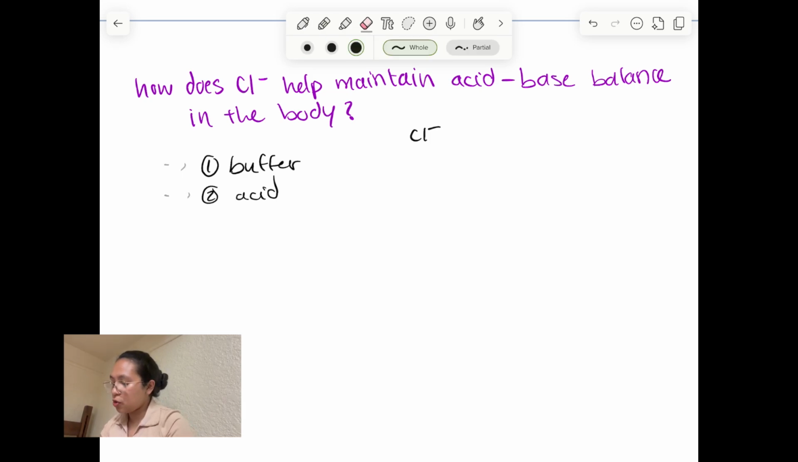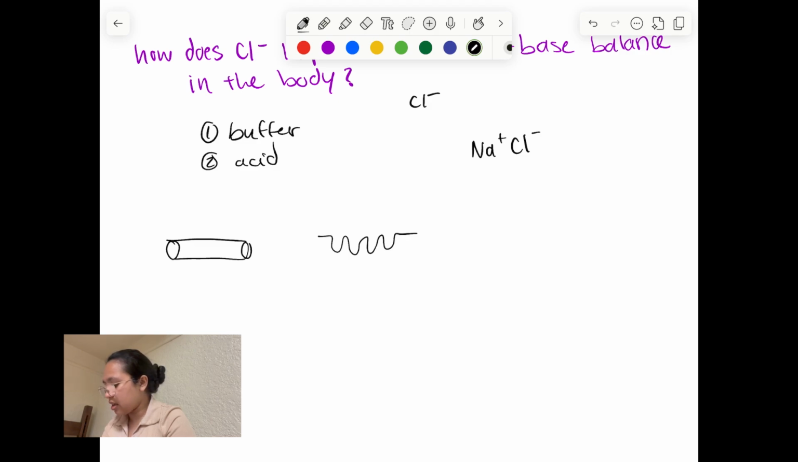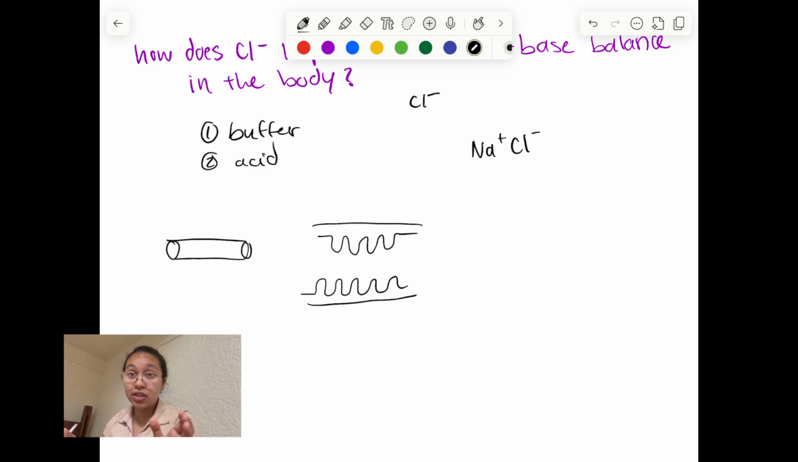Okay, so you mainly eat chloride through salt. Salt being Na plus is sodium, and Cl being that chloride. So you eat it, it goes into your mouth, then your esophagus, into your stomach, and your small intestine. Remember that your GI tract is like a tube. And this tube has cells along the top and bottom. And these cells have these ridges. And the ridges help you increase surface area and help you digest things better. So chloride's going to go into these cells and be absorbed.